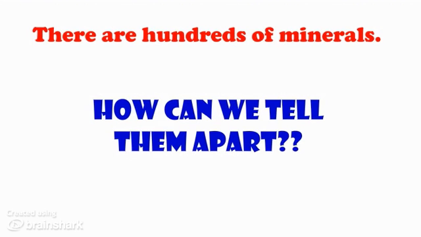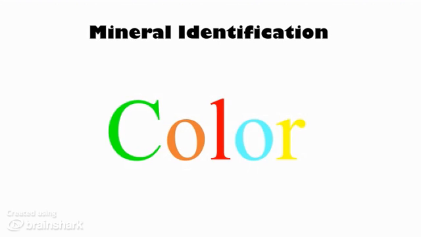There are hundreds of minerals, and when you find a mineral in nature, it doesn't come labeled telling you exactly what you have found. Many minerals look very similar to each other. So how do we tell them apart? One way is by performing different tests on them, and we call these mineral identification tests. The first test is simply looking at the color of the mineral.